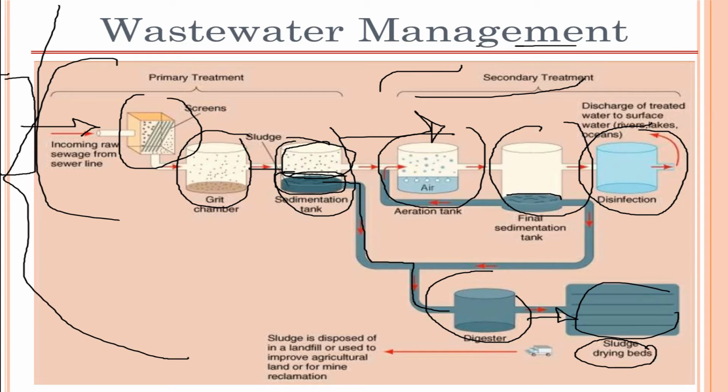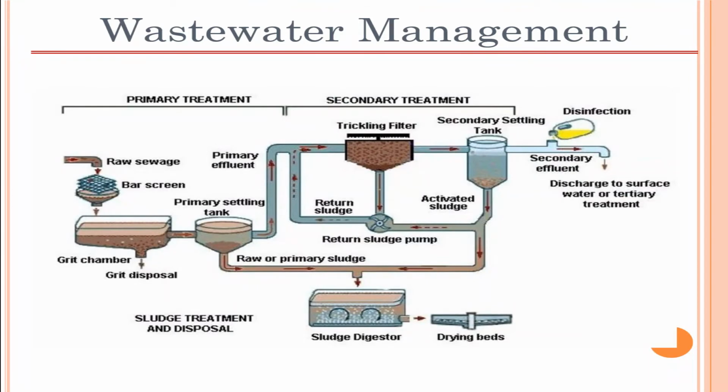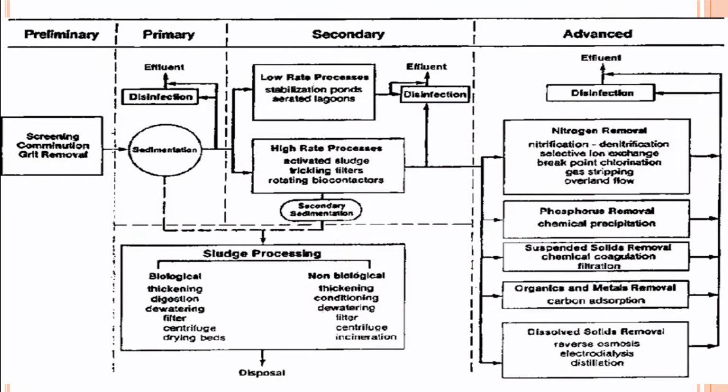So this was the basic layout of the process. I'll be explaining each and every step after this. As you can see in the picture here, the bar screener comes under the preliminary step. It removes all of the larger particles, and then it's all the same as I've explained. I'll be explaining each and every step, so let's start off with that.